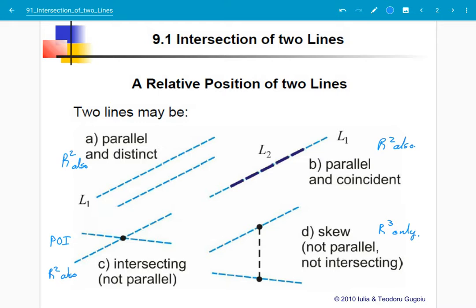So this has infinite solutions, no solution, or no POI, and this has no solution as well. This one has a POI, or a single solution, a single answer when you're solving equations anyways. Okay, those are the four geometries. Think about them, visualize them.